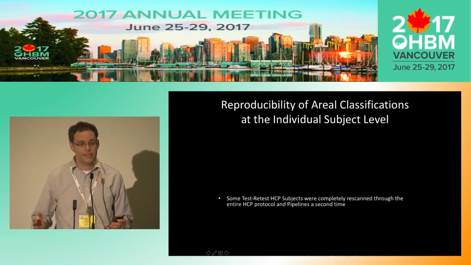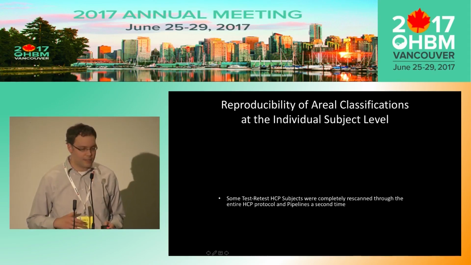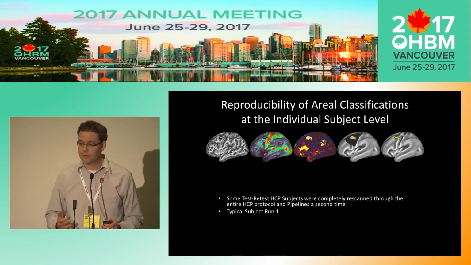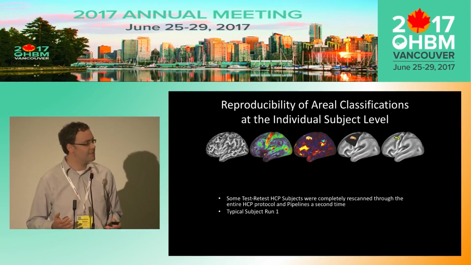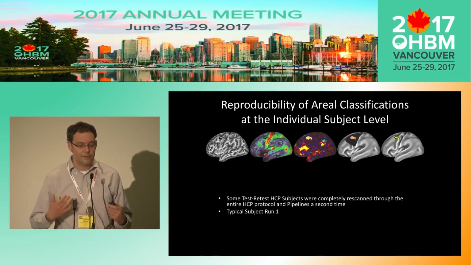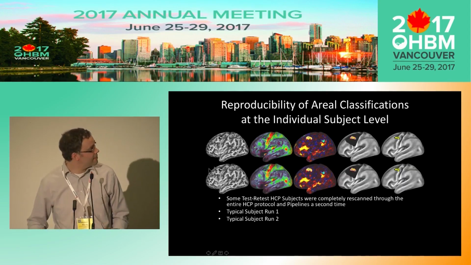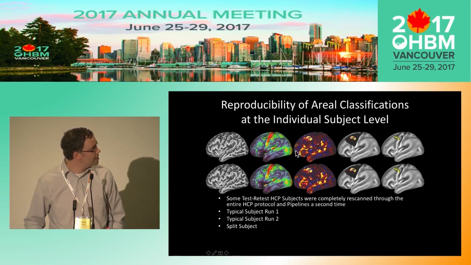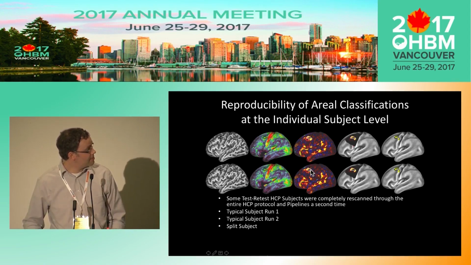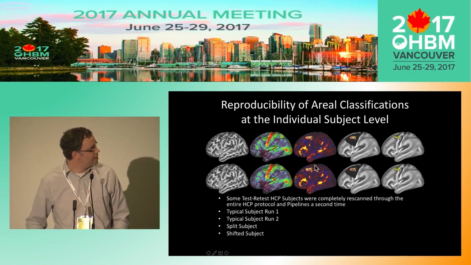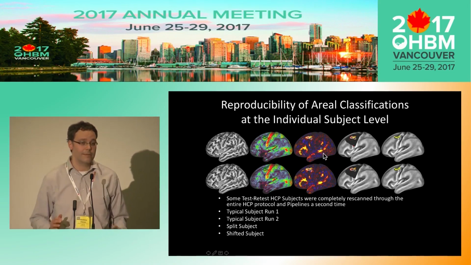So as I said earlier, some of the individual subjects were completely rescanned through the HCP's protocol, so we can see how the classifier performs on 2 independent runs. So here we have those maps for a typical subject. We see folding, myelin, resting state look very similar, as do the parcellations. Shifted, or a split subject rather, we can see, again, the split in the original data and in both classifier outputs. So these shifts and splits are stable across time.